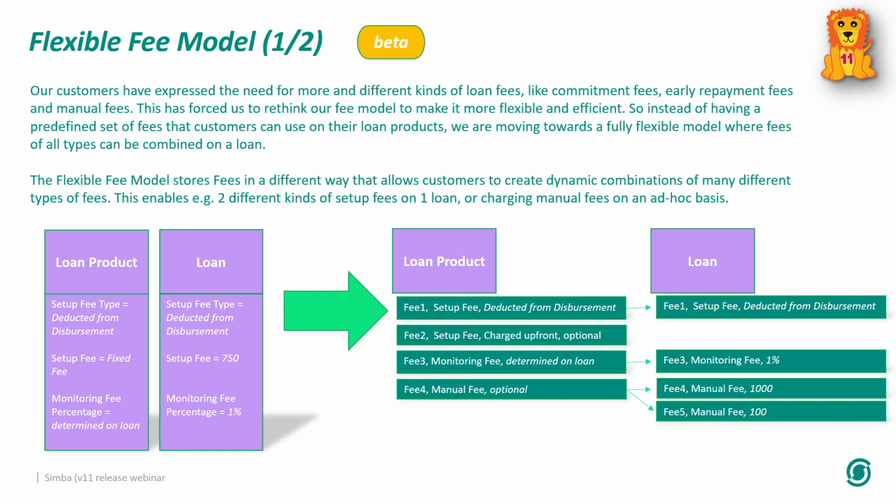The flexible fee model stores fees in a different way that allows customers to create dynamic combinations of many different types of fees. This, for instance, enables two different kinds of setup fees on one loan, or charging manual fees on an ad hoc basis. The illustration below gives an idea of how this changes the Singlify data model.